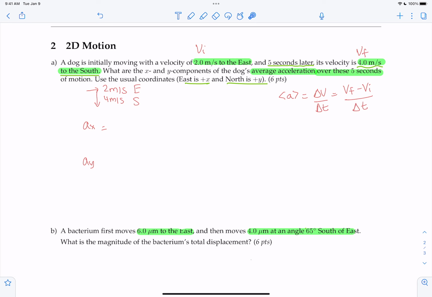Yeah, exactly. VFX, VIX. That might be a little bit of a confusing question, but when we're looking at components, we always have to make sure that our little subscripts match up with the component that's in question. So VFX minus VIX over delta T. And you'll see why this is important in a second. Because what's my final velocity in the X direction?